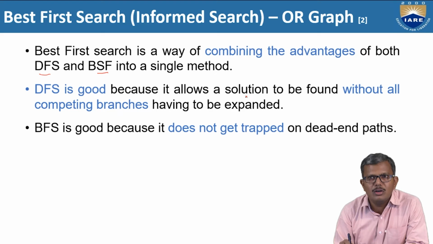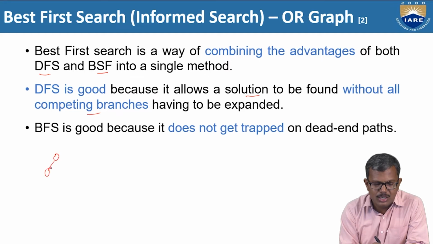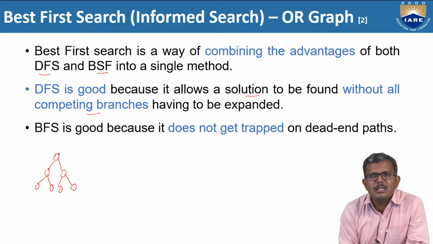Because it is going to allow us to find a solution without searching the other branches. Whenever you see this kind of tree, the best first search is going to take only one particular branch by ignoring the other branch. So in this case, without observing the nodes in the other branch, you could easily identify the solution.